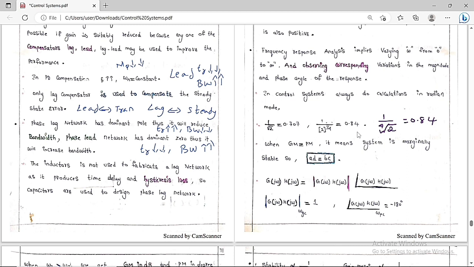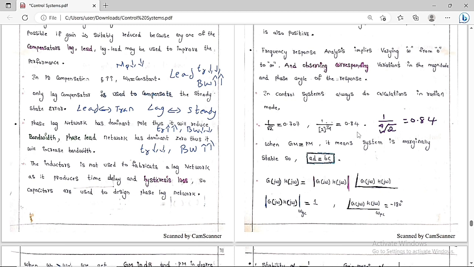So 1 by root 2 is equal to 0.707 and 1 by the 4th root of 2 is equal to 0.84. These two things you always have to keep in your mind.